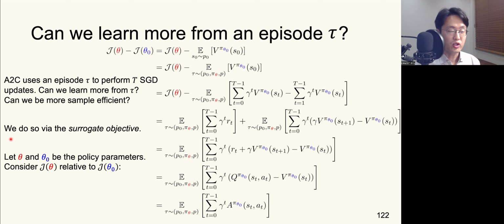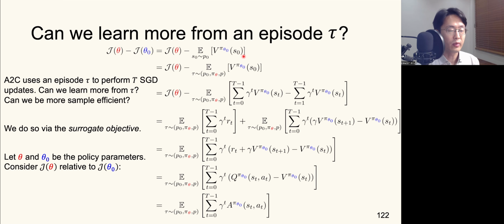Okay, so to extract more information from an episode, one approach is to use what's called a surrogate objective. Let theta and theta naught be policy parameters, and let's consider the objective function evaluated at theta versus theta naught. So here we have J(theta) minus J(theta naught). Let's go through some calculations.